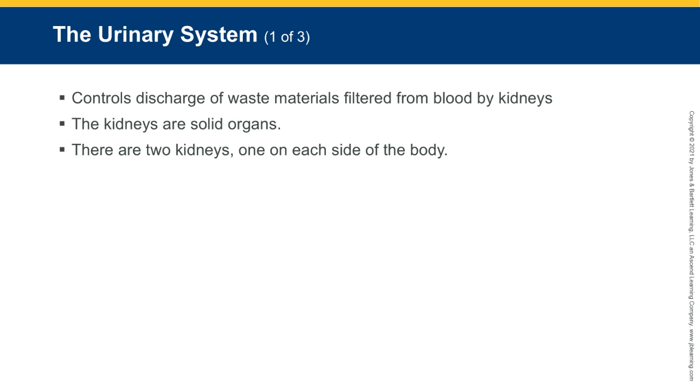The urinary system is responsible for filtering waste from the blood and regulating fluid balance. The kidneys are the primary filtering organs, producing urine that is transported to the bladder via the ureters. Kidney function is essential for maintaining electrolyte and fluid homeostasis.